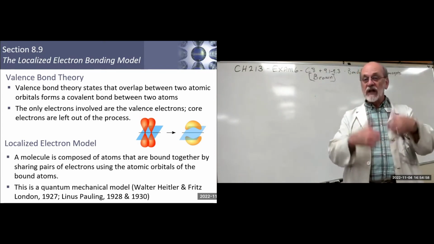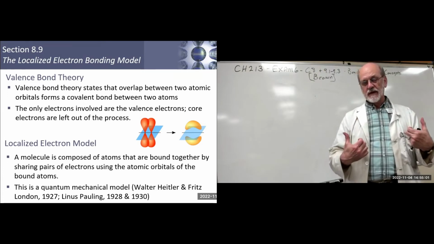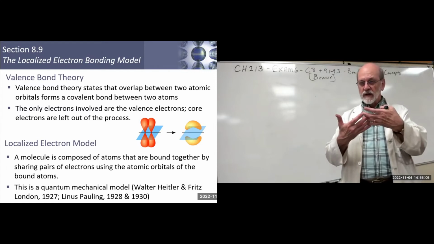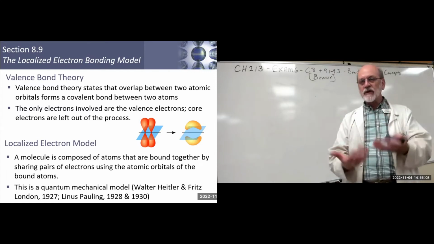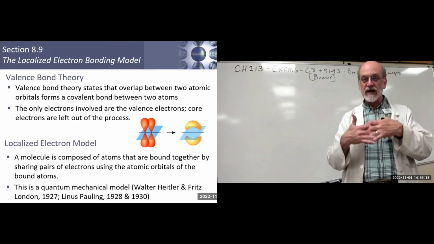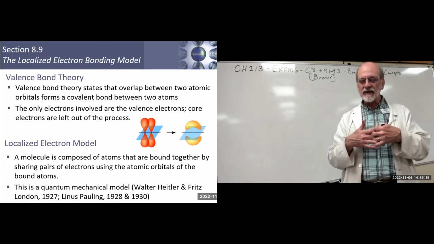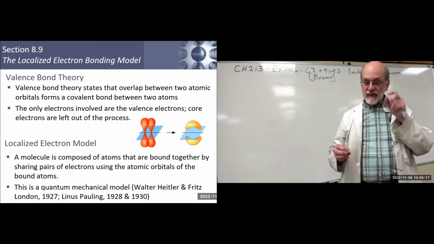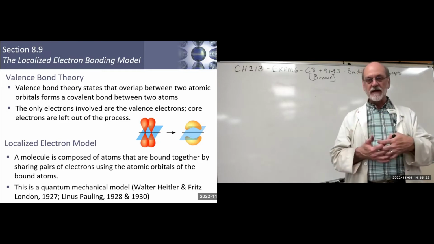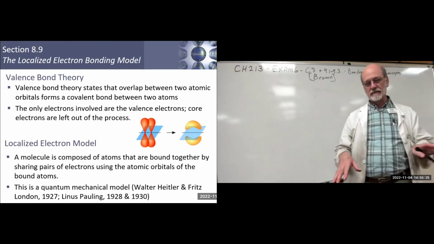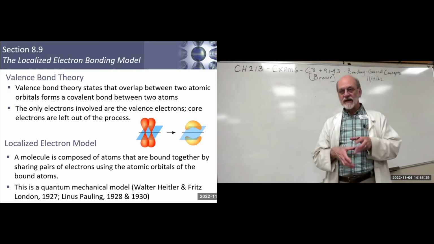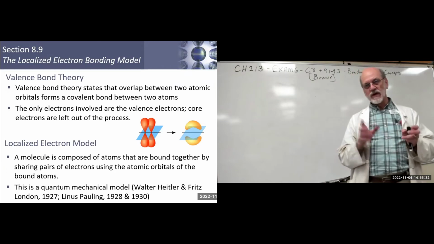So the orbitals still belong to those atoms, but the electron orbitals are derived from the atoms, and they overlap when they share electrons, and that overlap is what forms the bond. So the valence bond theory is based upon only the valence orbitals. Okay, the core orbitals do not enter in. Those electrons are wholly owned by the atom and not shared in any way with its neighbors.